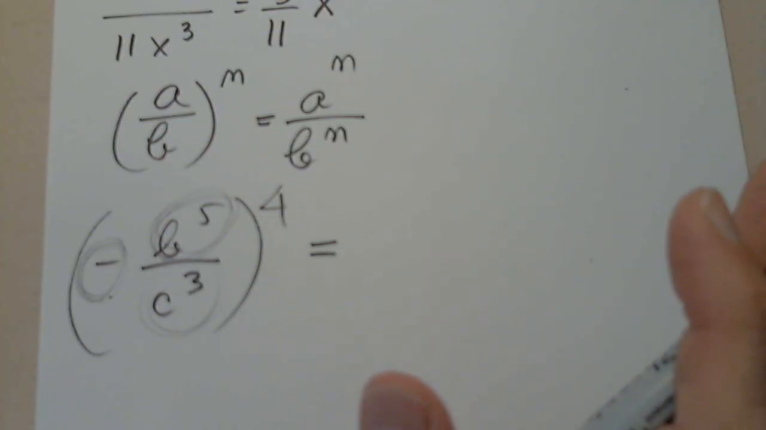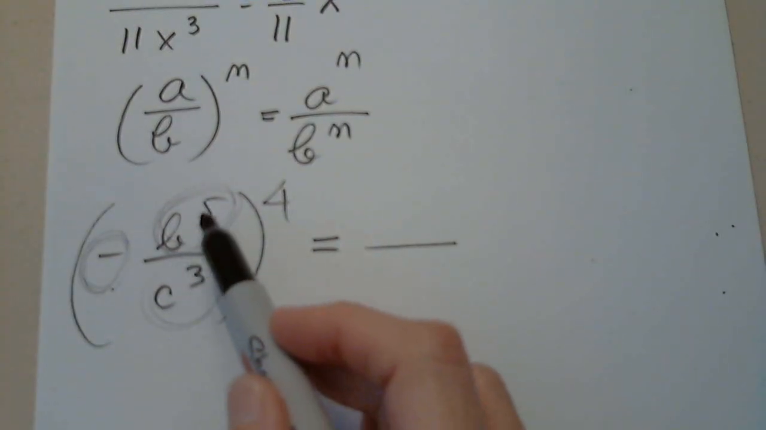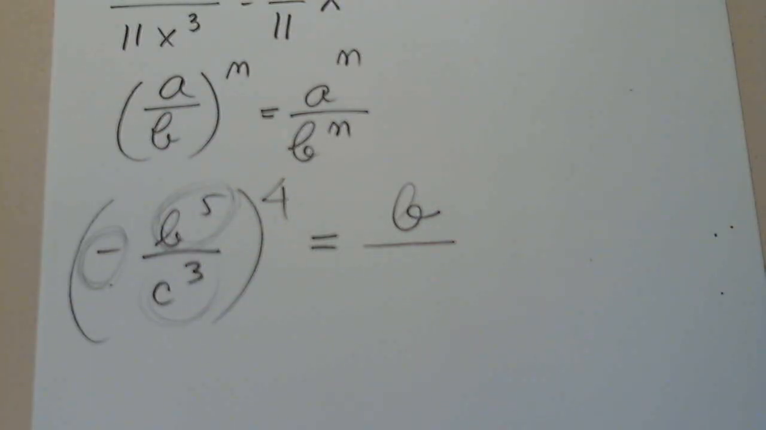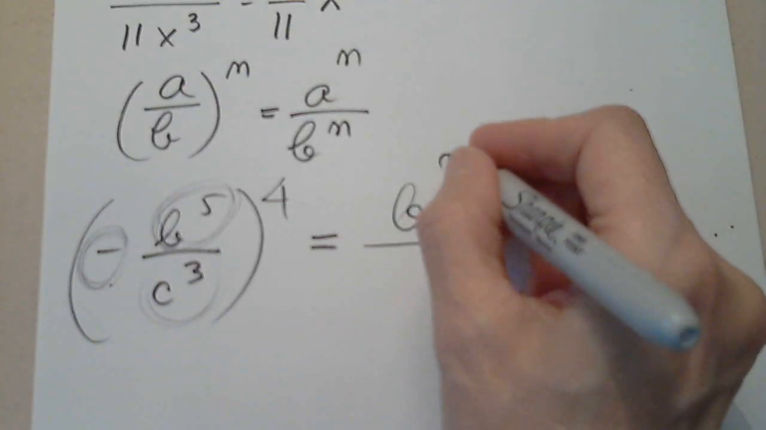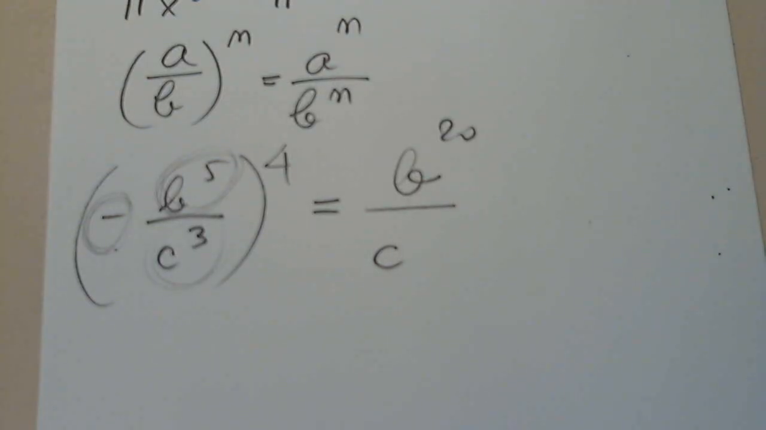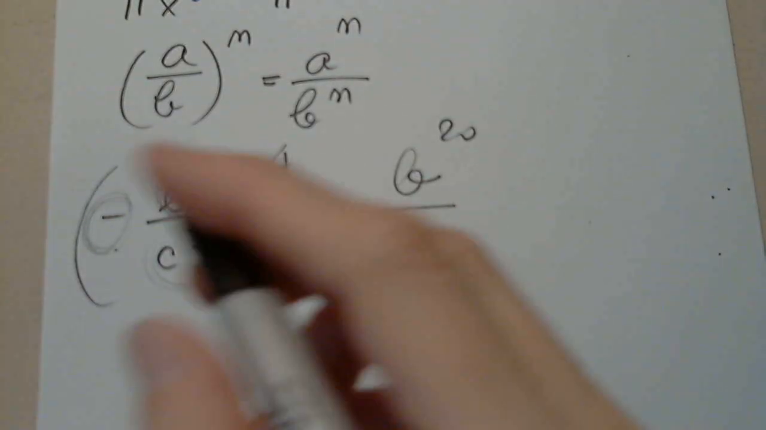So there is nothing I have to write. Good. b to the fifth, to the fourth. I copy the base. What happens next? 5 times 4? Yes, b to the 20th. Very good. I copy the base. What happens to the exponents? 3 times 4? That's it.